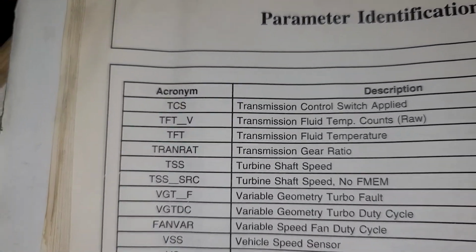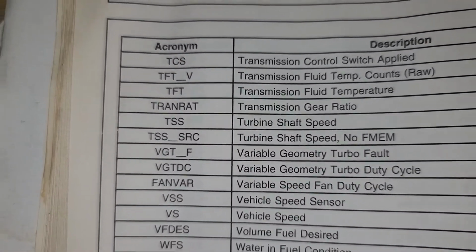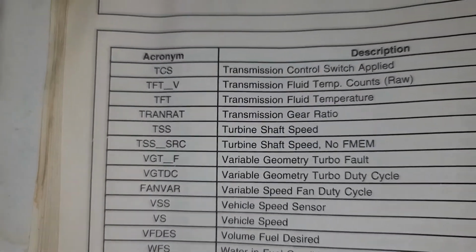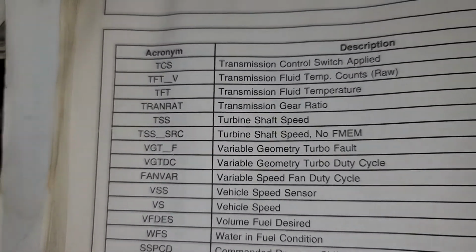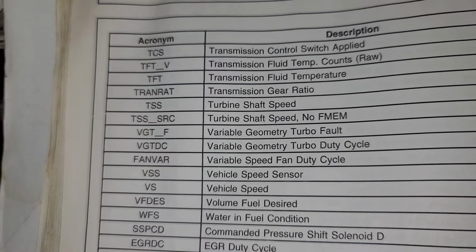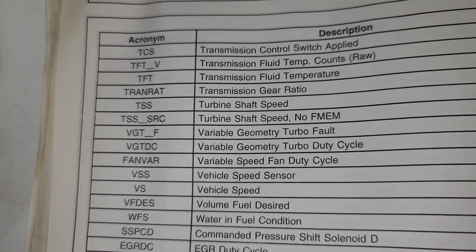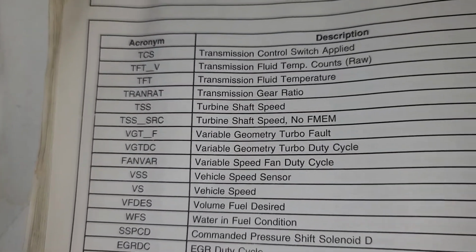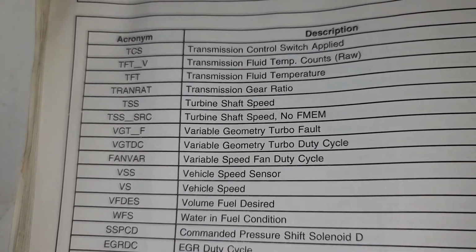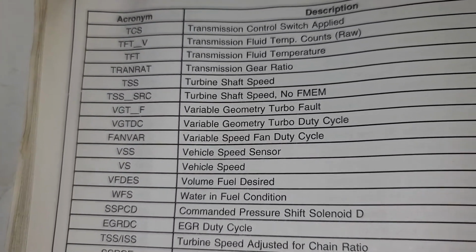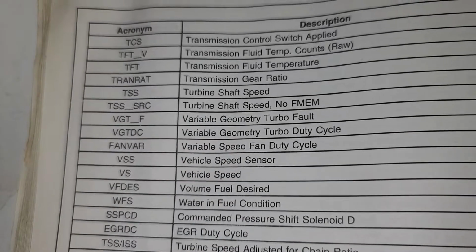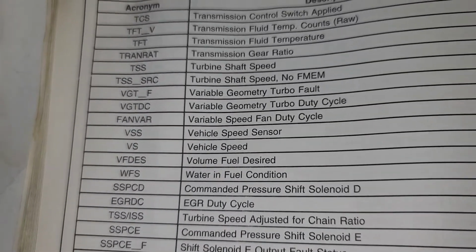Transmission control switch. These are all VGT, your variable geometry turbocharger. That's telling you if there's a fault or not. The duty cycle of the turbocharger. The duty cycle is another thing that's similar to the percentage. You can control the duty cycle to where you want it to be on any of these vehicles, on any of those PIDs as well, usually.